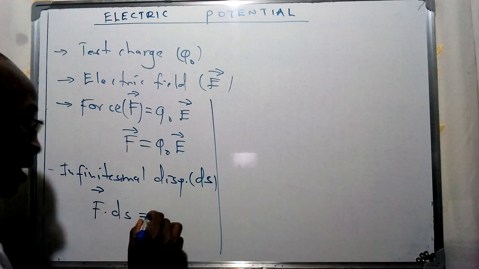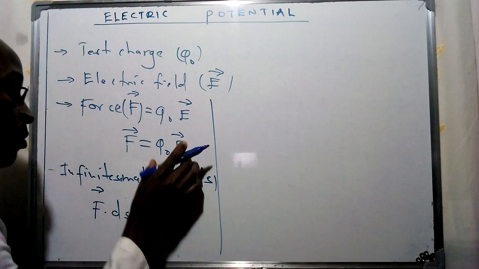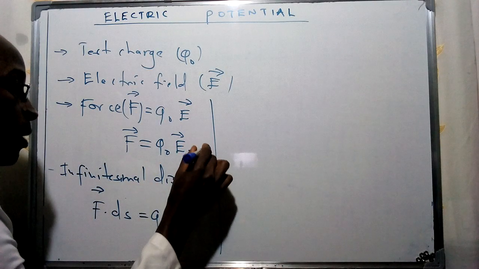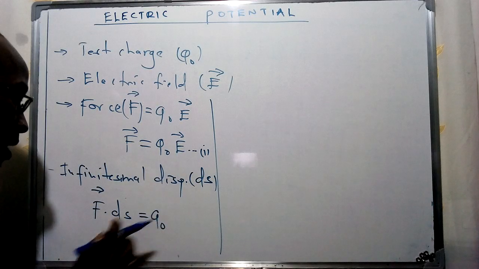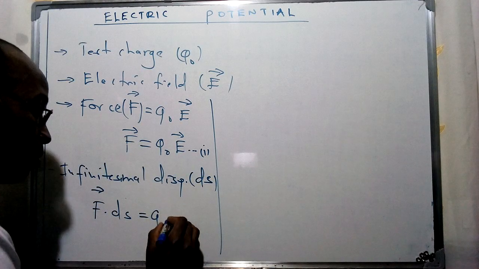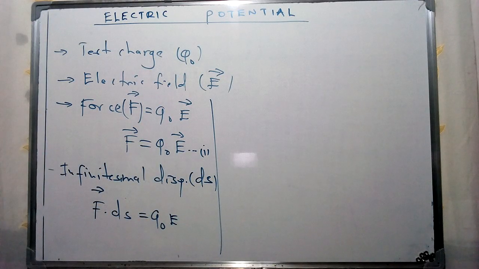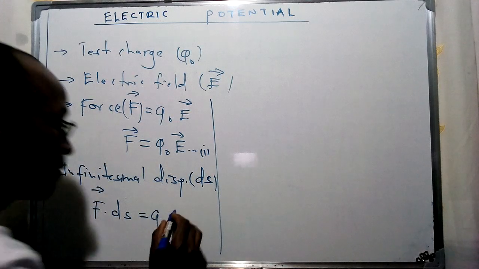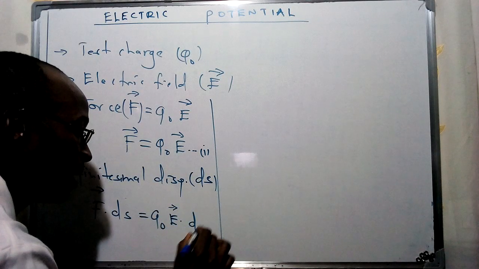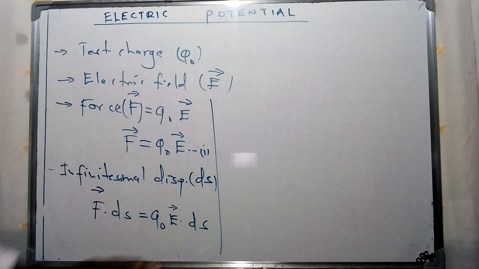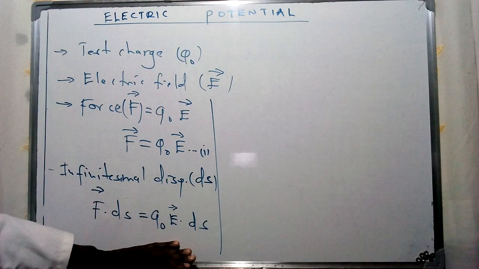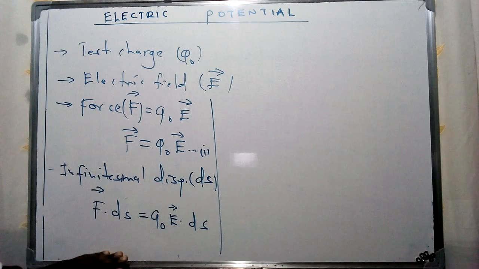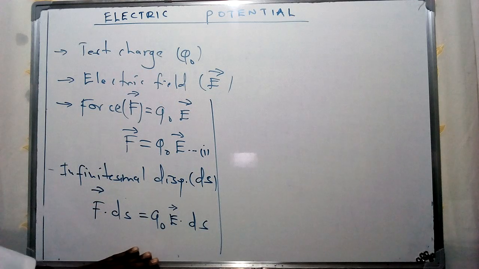So we're going to have this one as a product of the charge as we have given. Let's consider this one as our equation 1. From equation 1 we can substitute our force to be equivalent to the product of the charge and an electric field, and this is going to be multiplied with an infinitesimal displacement, given as such.